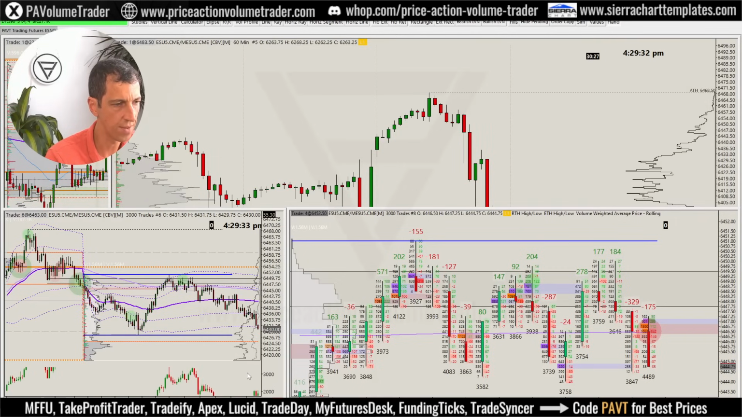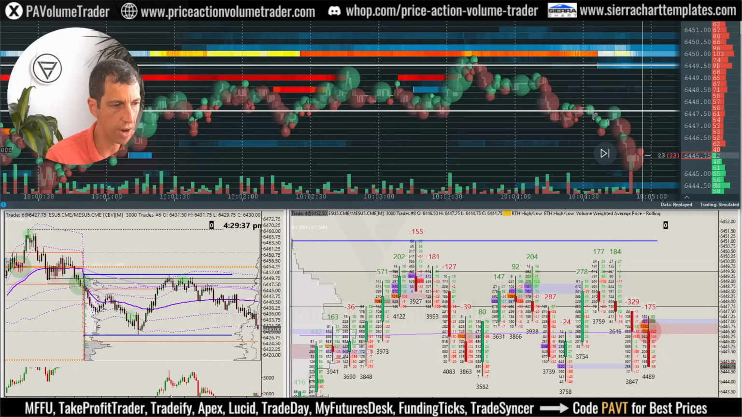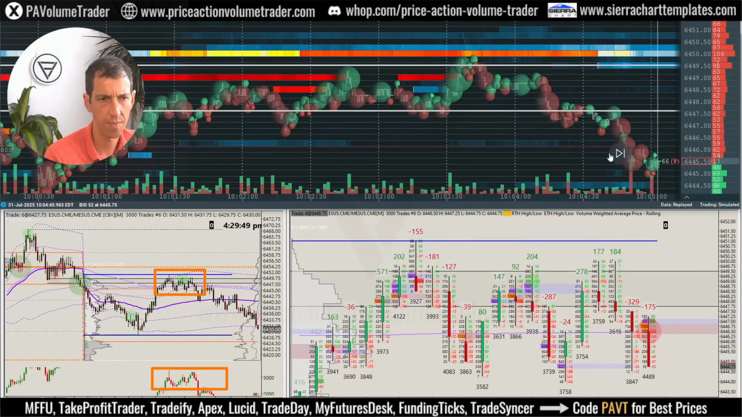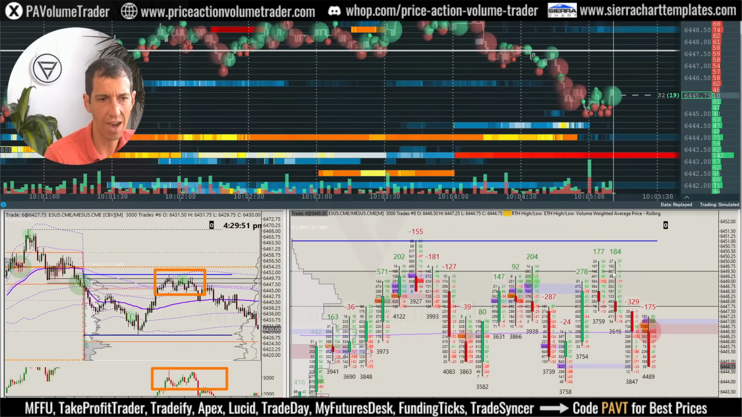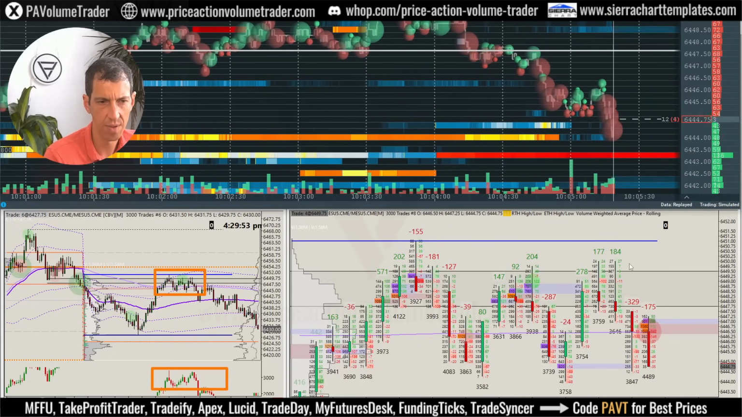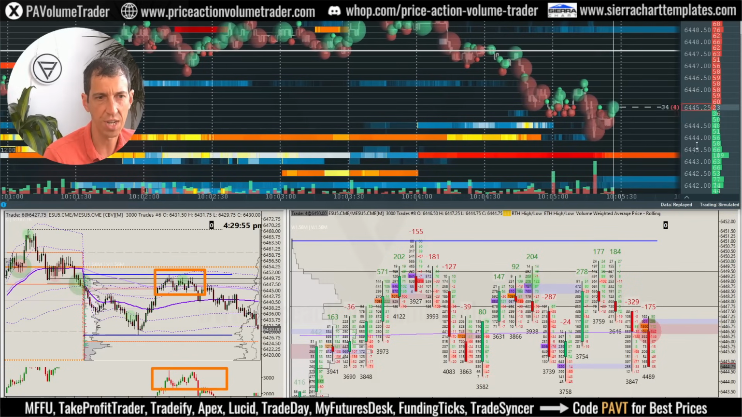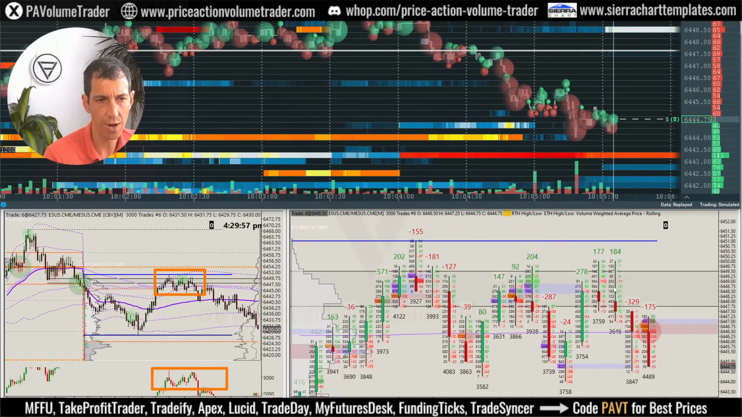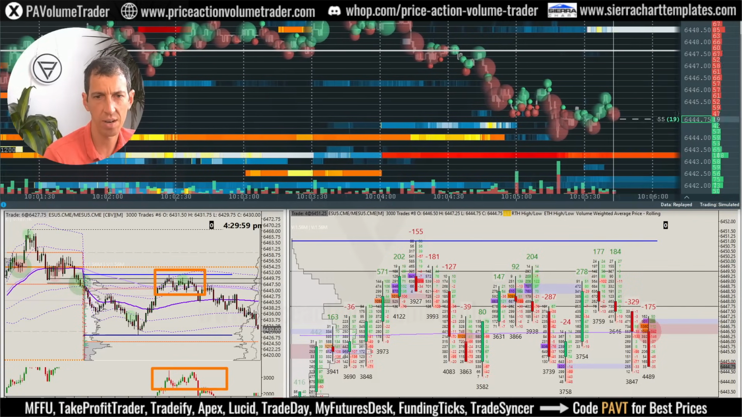You can see cumulative delta pushing up right at these areas, and yet price is failing to make a higher high. And then if we just continue playing this, we do have one last visit here, and we get all the way up to 64.50, right around the 10:07 mark.